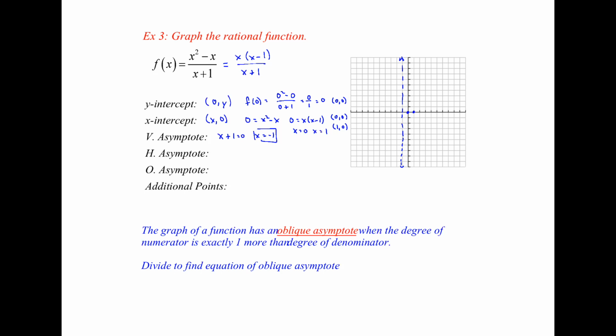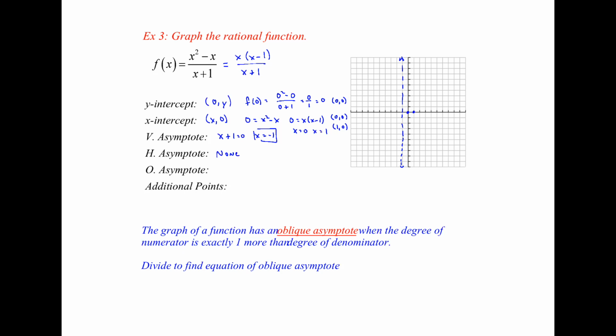Horizontal asymptote has to do with the degree. The degree on top is a 2. The degree on bottom is a 1. So when the degree on top is larger than the degree on bottom, we do not have a horizontal asymptote. So there's none. And then we get to what's called a slant or an oblique asymptote.